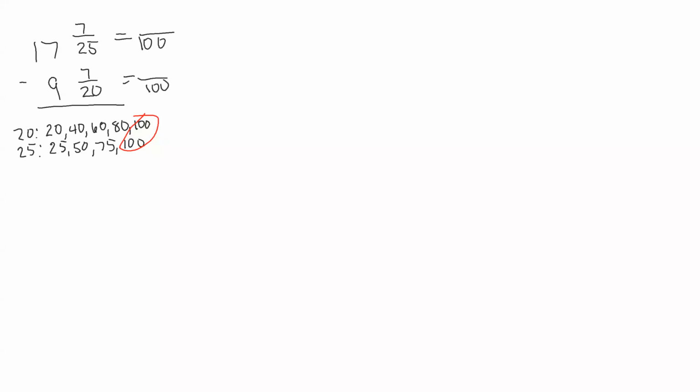All right. So if I look at 25, I multiply top and bottom by 4. 20, I would multiply top and bottom by 5. So I get 28 and 35. So let's clean up. I now have 17 and 28 hundredths minus 9 and 35 hundredths.